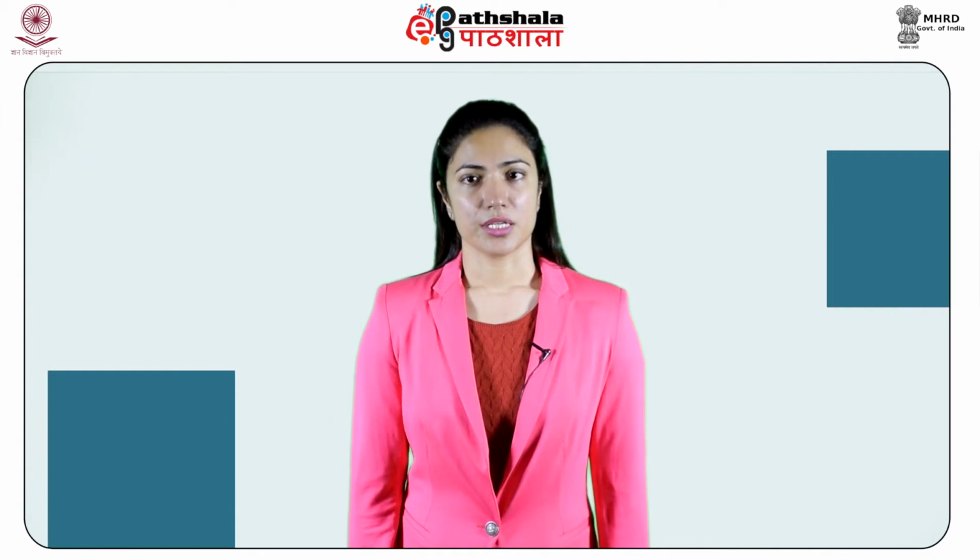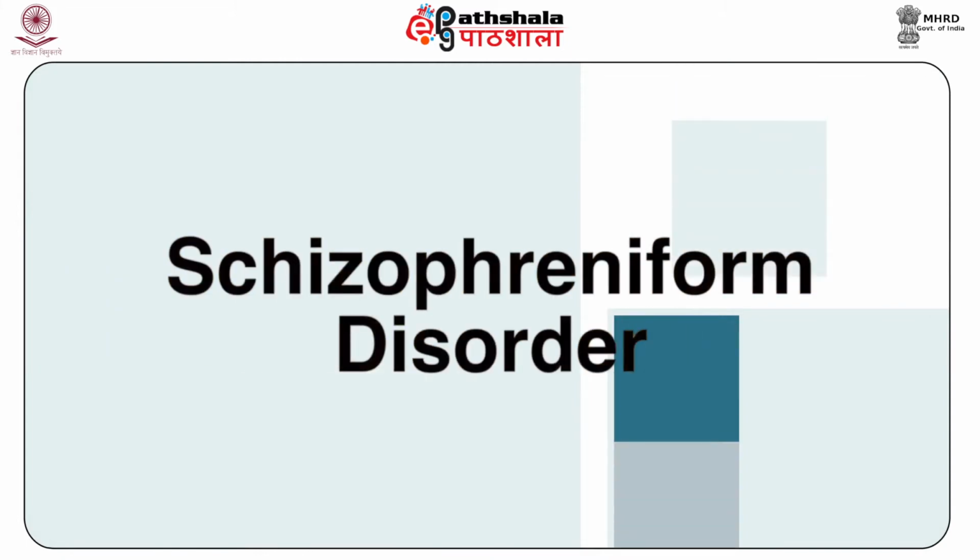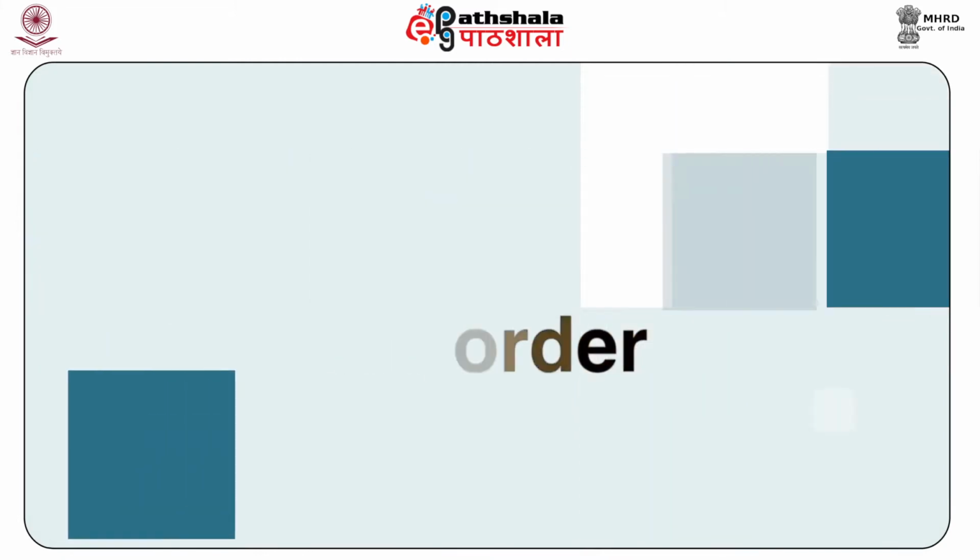DSM-4-TR states that the presence of some mood disorder with symptoms of schizophrenia is the major criterion for the diagnosis of this disorder. The other criteria are that the mood symptoms be present for a substantial portion of the total illness time, and the individual must have delusions and hallucinations for a period of at least 2 weeks in the absence of mood symptoms. Next is Schizophreniform disorder.